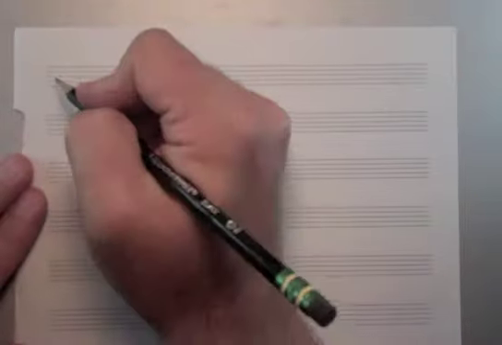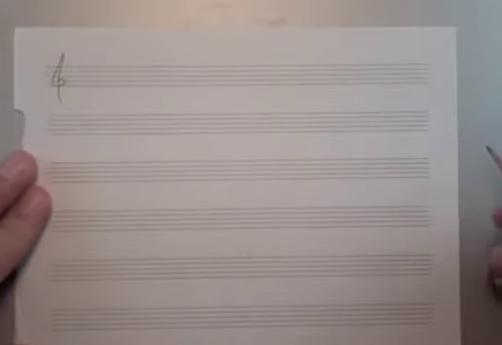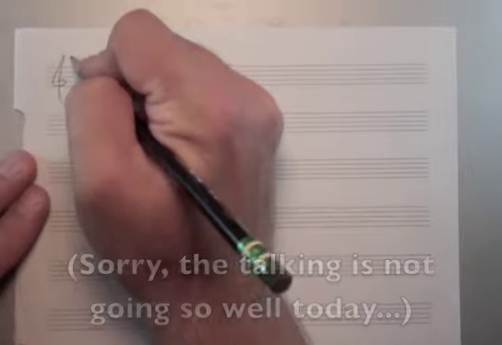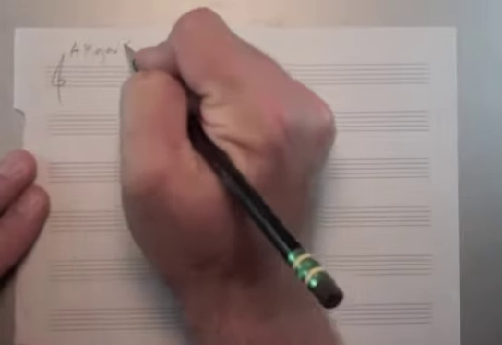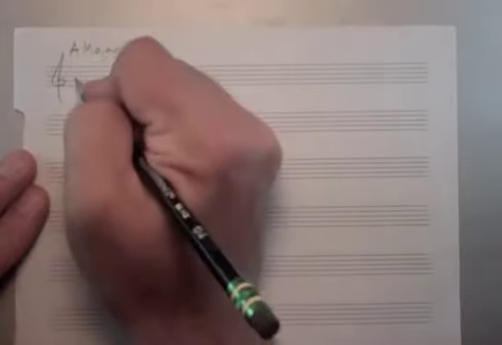In this video, we're going to talk a little bit about key signatures and how they work. So the first thing I want to do is build a major scale. Use treble clef, and why don't we do an A major scale? It's going to start on the note A.